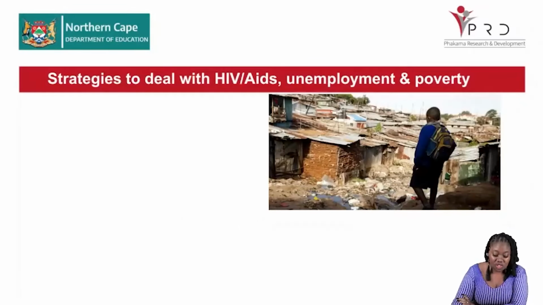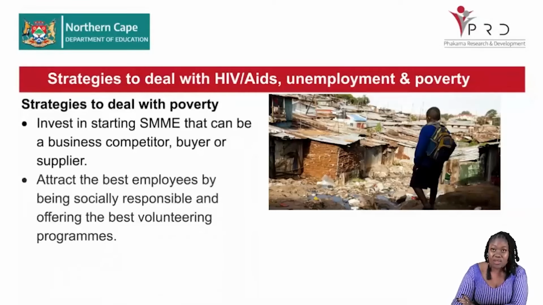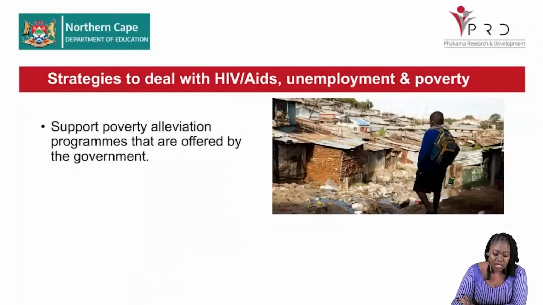Now let's look at strategies to deal with poverty. What do we do as businesses? How do we deal with poverty? So as a business, we can make sure that we invest in starting small, medium, and micro enterprises that can be the business's competitor, buyer, or supplier. And then also we can make sure that we attract the best employees by being socially responsible and offering the best volunteering programs. Another thing that we can do as businesses to deal with poverty is to make sure that we support poverty alleviation programs that are offered by the government.